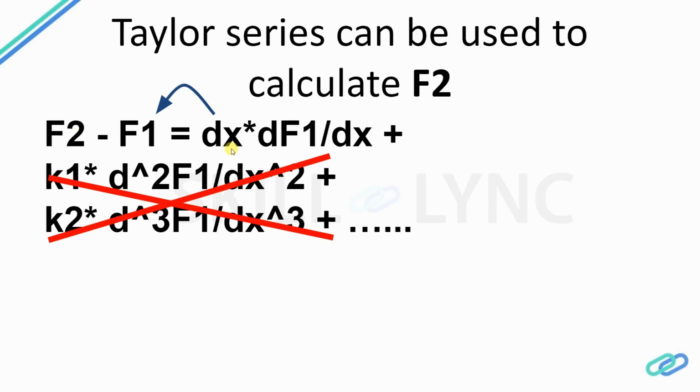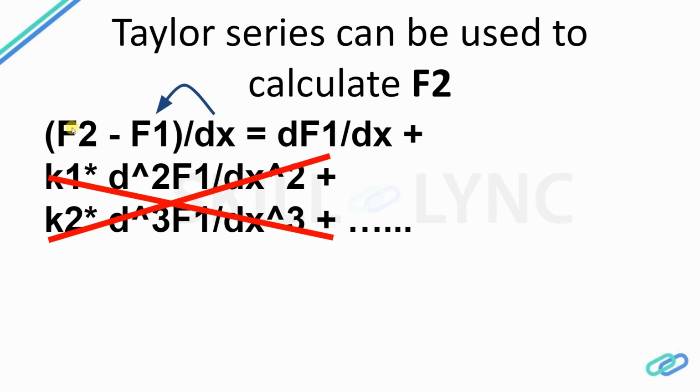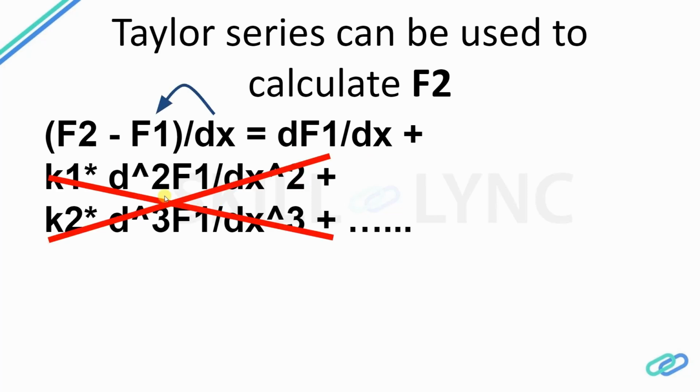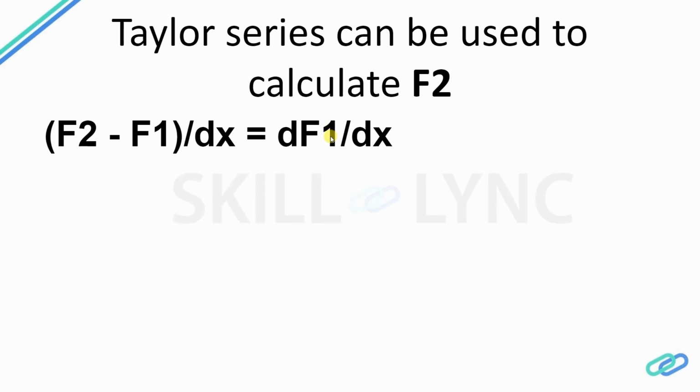f2 minus f1 is dx times df1 by dx. Now if I take dx to the denominator of the left hand side, I have f2 minus f1 by dx is equal to df1 by dx. And there you go. This is basically an approximate equation which takes differential change and converts that into algebraic difference. The reason why I called this an approximate equation is because we ignored the higher order terms. So these two quantities are not exactly equal, they are only approximately equal.